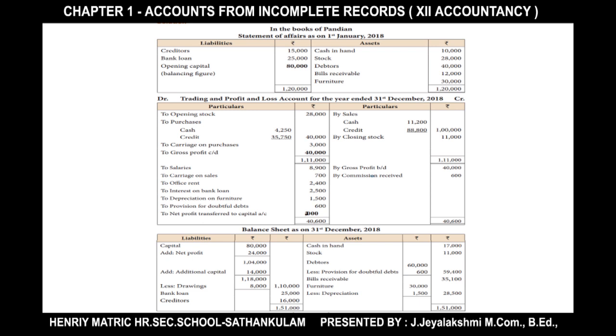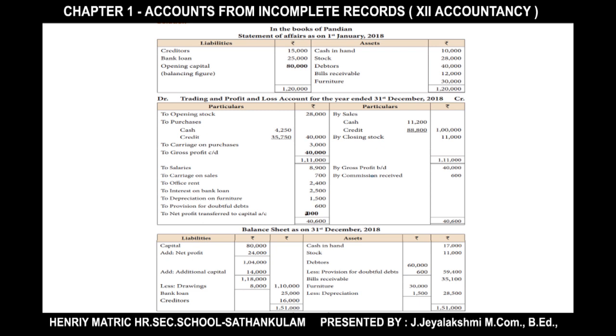60,000 into 1%, so you got 600 here. Then by commission received, how much? 600. Total you got 40,600. If you less the salaries, carriage, office rent, interest on bank, depreciation, provision, you got 24,000. So this 24,000 is carried to the capital side.